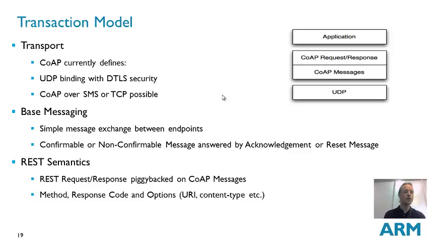The base messages simply make sure that a message is acknowledged with the right message ID. That's what's used for reliability. There are a couple types of messages. One is called confirmable. That's something that indicates reliability is wanted. And something called non-confirmable, which are really one-way, less reliable requests. Those messages are answered either by an acknowledgement in the case of a confirmable, or if there's something wrong with the request, it's not understood, a reset message can be sent.